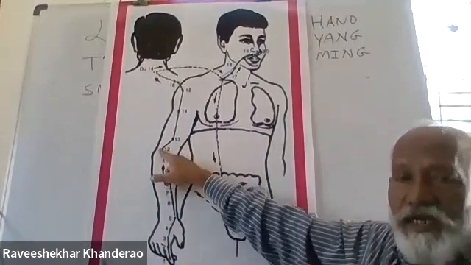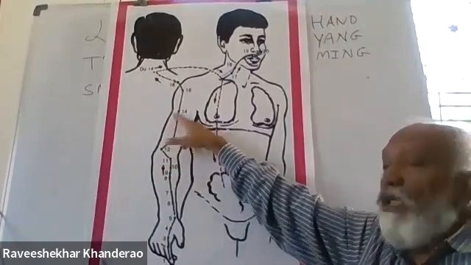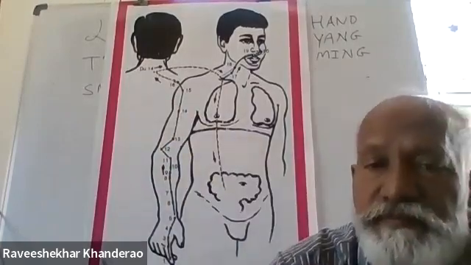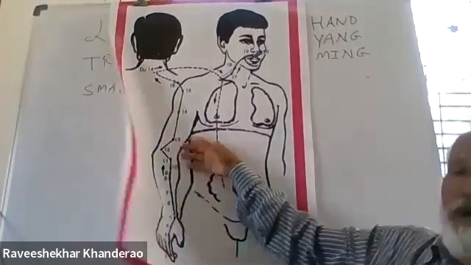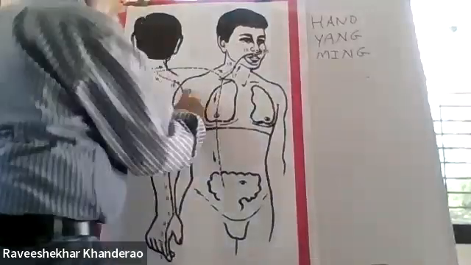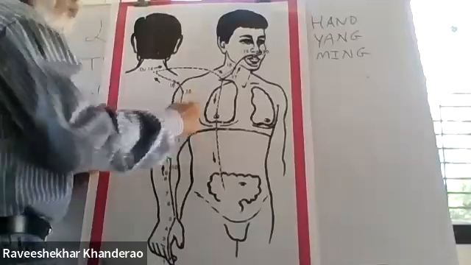From there, it ascends along the lateral anterior aspect of the upper arm, and then along the anterior border of the acromion. What is the acromion? Here. This is the acromion. The meridian passes along the anterior border of the acromion.